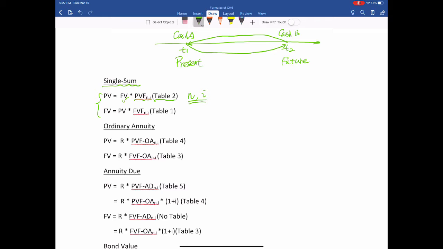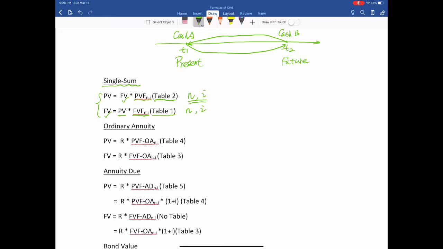If we have the value of the money now and we want to learn its future value, we can use table 1 and find the future value factor, which is also determined by number of periods and interest per period. Here, I'm using number of periods and interest per period. I do not use years or interest per year, because as we learned in compound interest, different interest can be compounded differently.